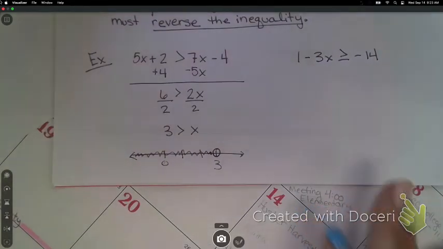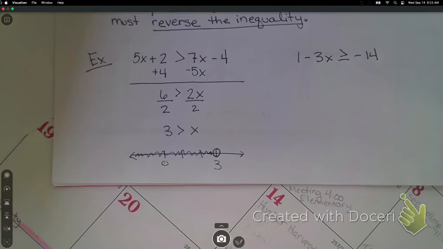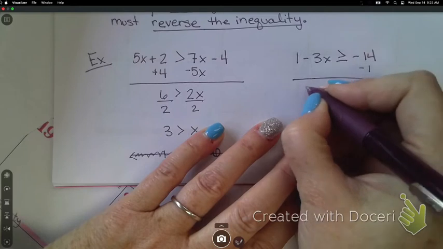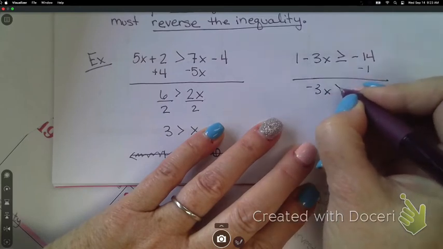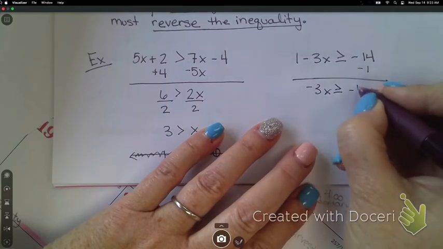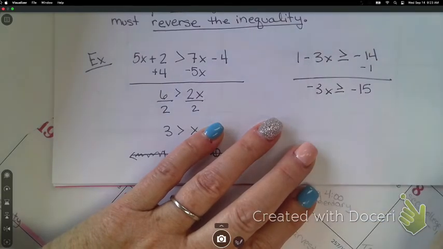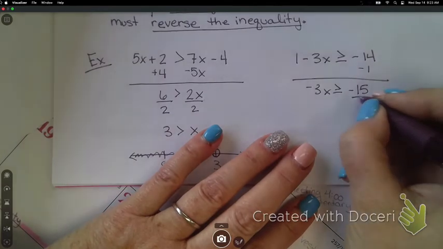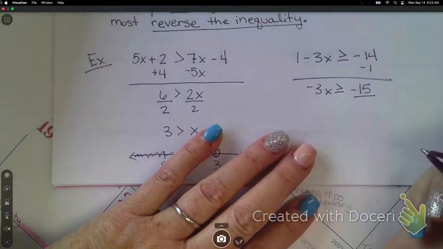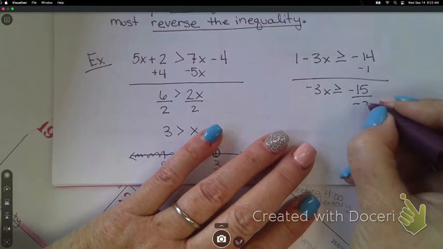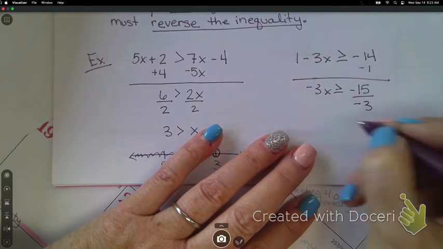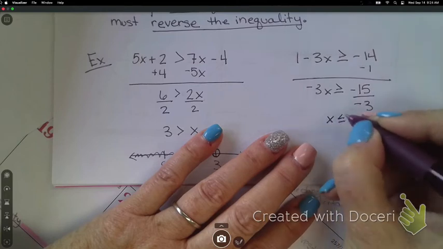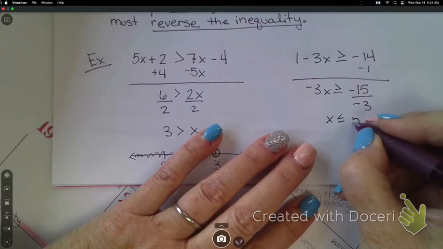Minus the 1 over. Yep. So negative 3x is greater than or equal to negative 15. Okay, now you divide. By what? 3. What about the negative? Or negative 3, same thing. Now what do I have to do with my sign? Flip that sign. So now x is less than or equal to 5.